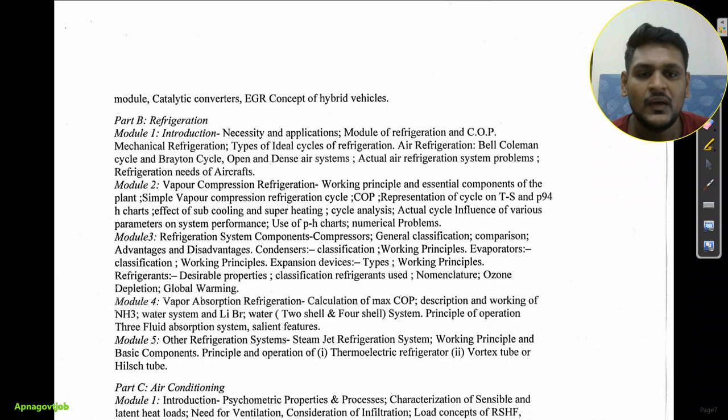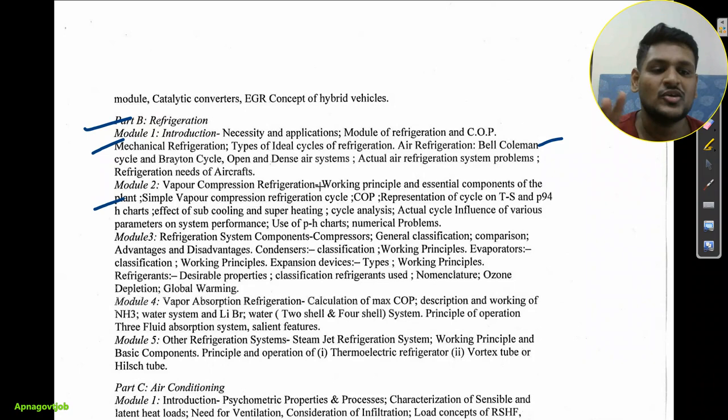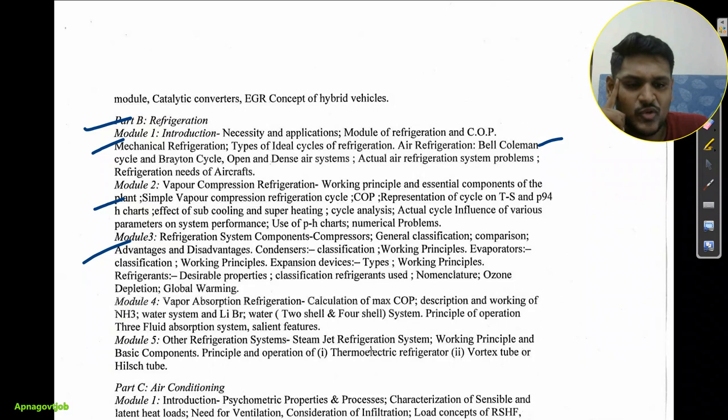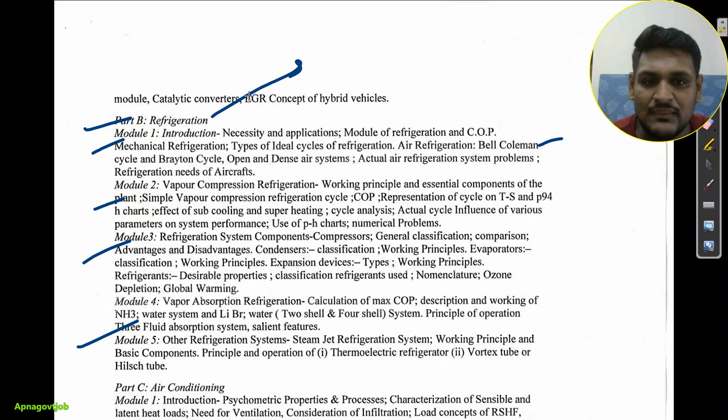Then part B about refrigeration, so what we have in that: Bell-Coleman cycle, Brayton cycle, okay, obviously module 1 is important, module 2 vapor compression refrigerator, all those things mentioned here, just do this. Module 3 refrigeration system components, compressor, general classification comparison, okay, condenser, just do module 3 also. Module 4 vapor absorption refrigerator, calculation of this, other refrigeration systems, vortex, okay, yes, so full refrigeration you will do. Prefer SSC JE last 10 years previous year papers for practice of refrigeration, and then you can refer ESE also, right?